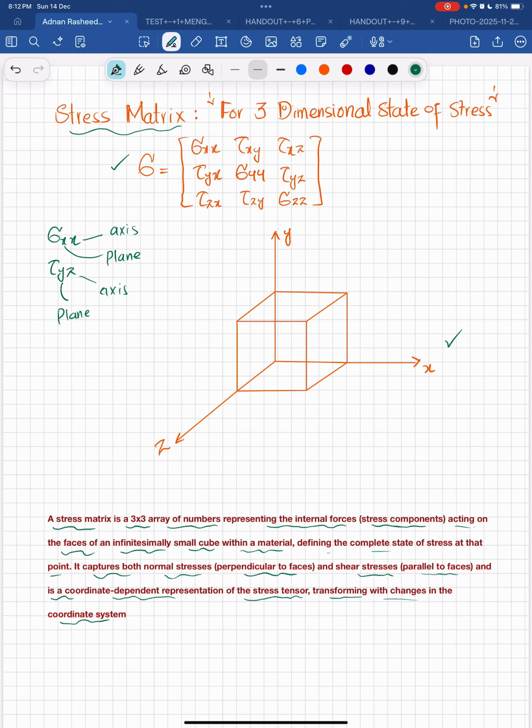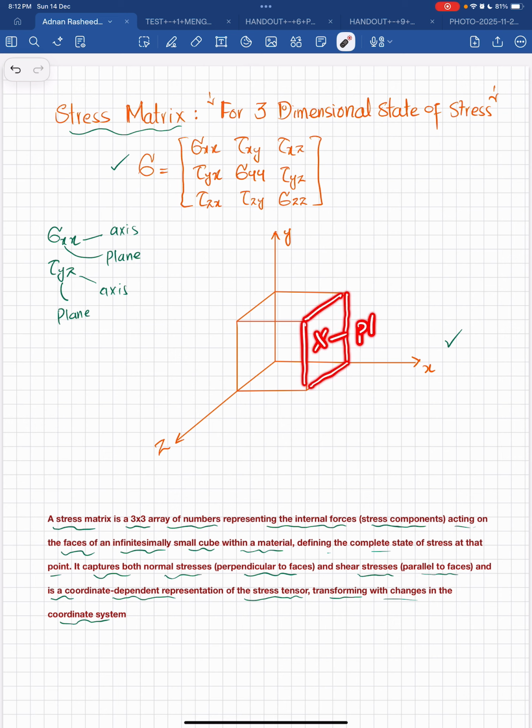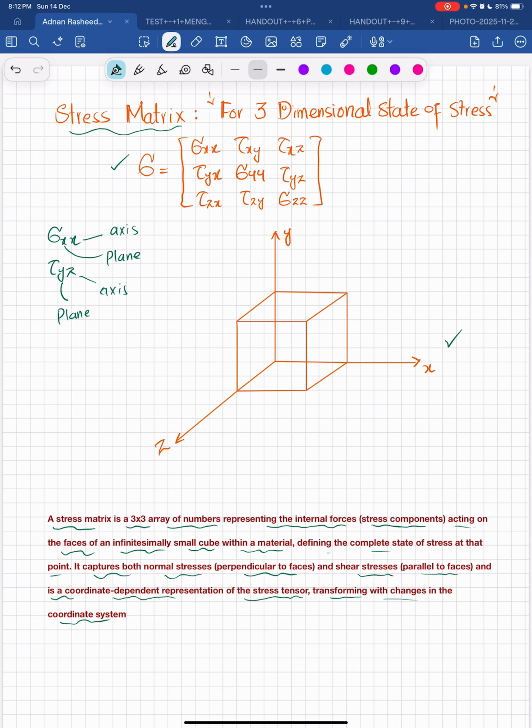So first, sigma xx. You can see that this is the x direction, and this is the y-axis and z-axis. They make this plane the x plane. So you can see this sigma xx is on the x plane in the direction of x. I represent it like this. This will be sigma xx, and similarly on the other face it will also be sigma xx.